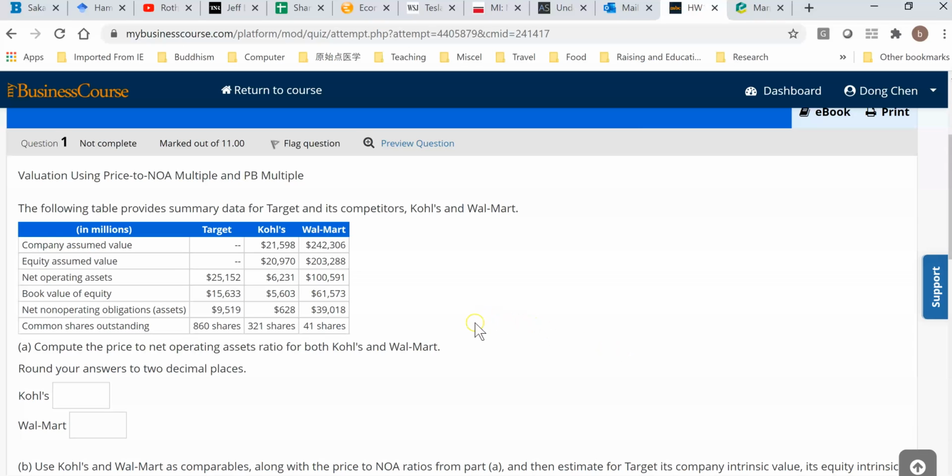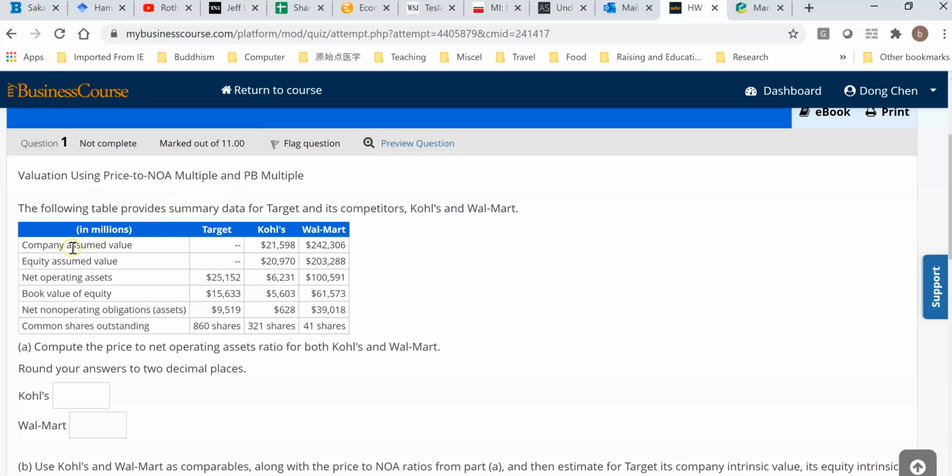This is question number 1 on homework 12 for module 15. So this is a very typical valuation problem using multiples. Here we have two kinds of multiples, price to NOA multiple and price to book multiple. Price to book is basically the market value of the equity to the book value of the equity. That's how the PB ratio is defined.